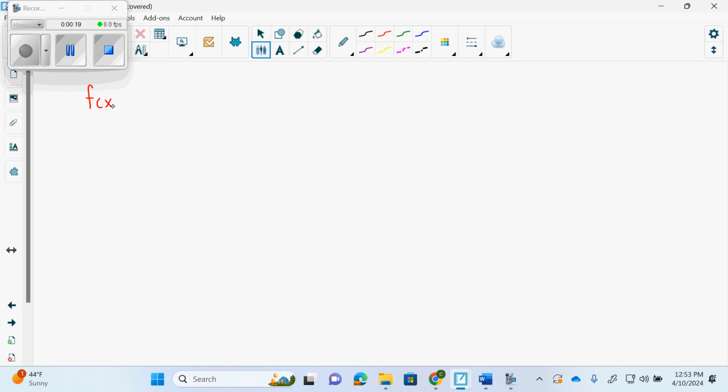f of x equals sine x, because everyone loves trig, plus cos x, from 0 to 2 pi.